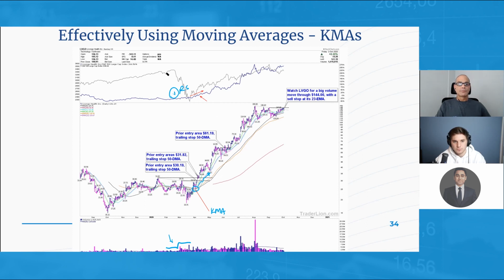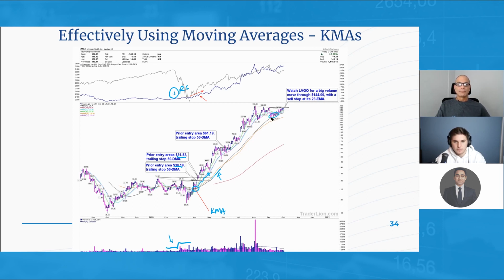One of the last things is effectively using moving averages. One of the things that Ross has taught me is if you were to position somewhere in this area, be it 30.19, 31.82, depending on what your goal is in the markets, if the 50-day moving average basically starts curling up above your average price, that could be one way to effectively use the 50 DMA to manage your position, which would eventually at some point kick you out.